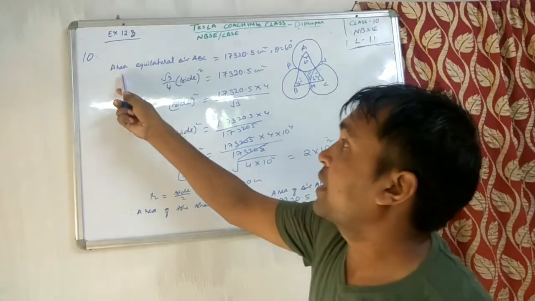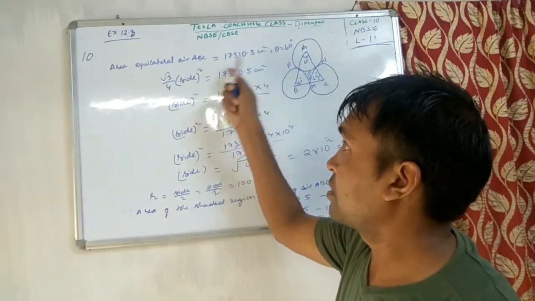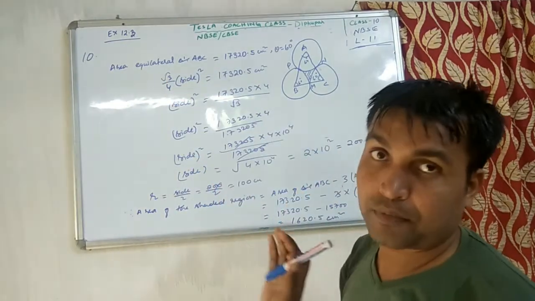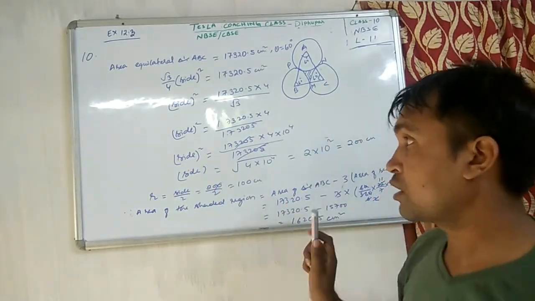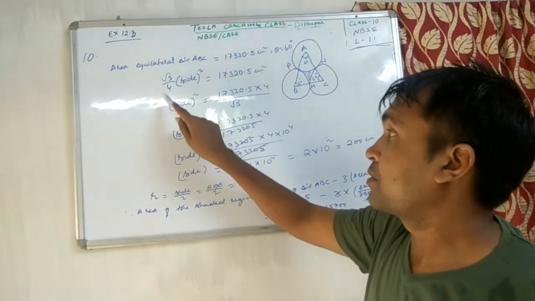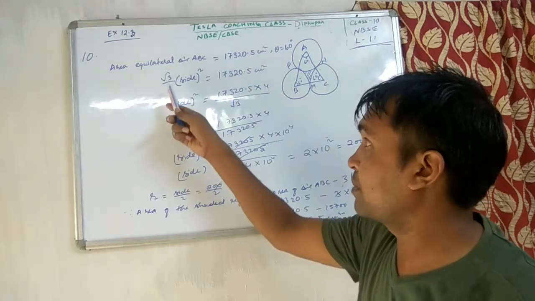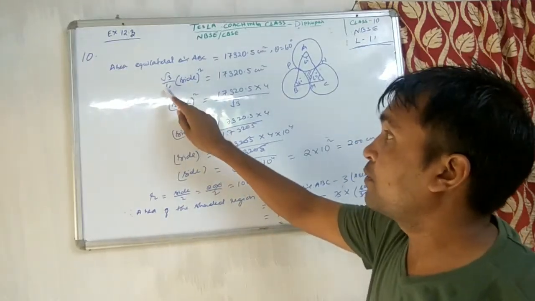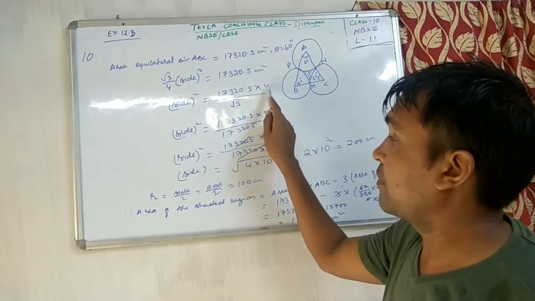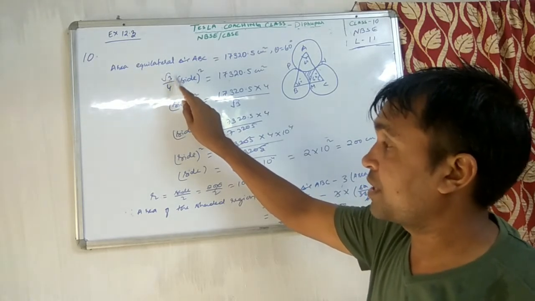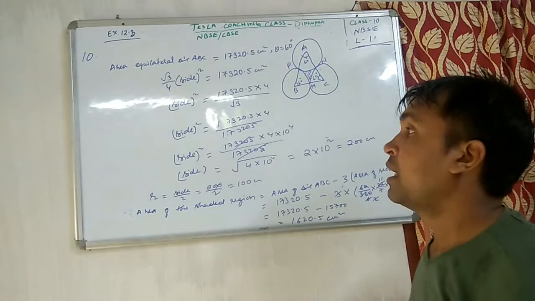We know the area of equilateral triangle ABC is this much, and the formula for that is root 3 by 4 side square. That is the formula for the area of an equilateral triangle. So we have written root 3 by 4 side square. This 4 will go and cross multiply, and this root 3 is a multiplication relation, so when it comes to this side, it will be divided.